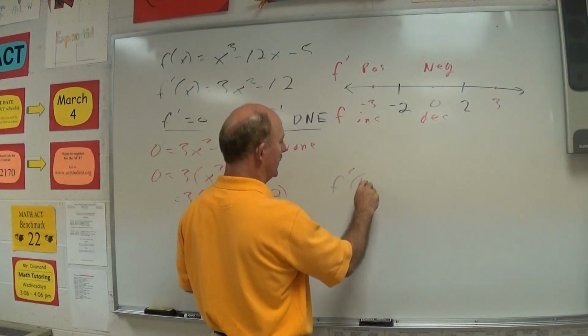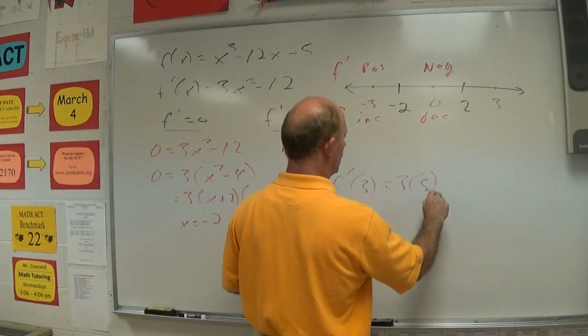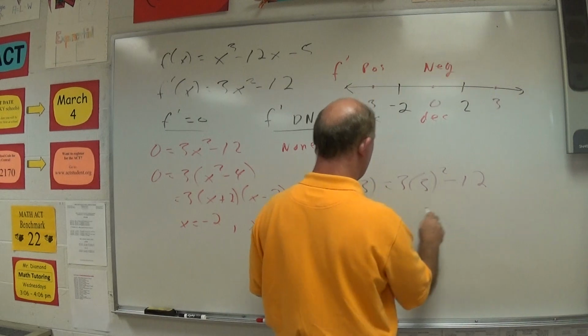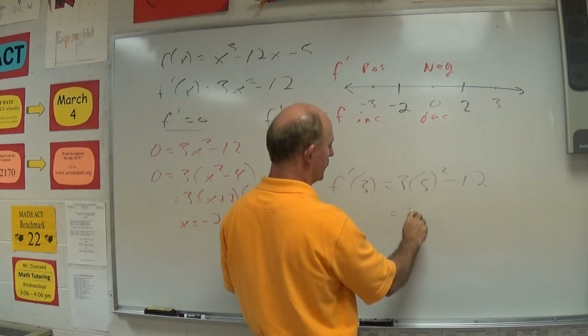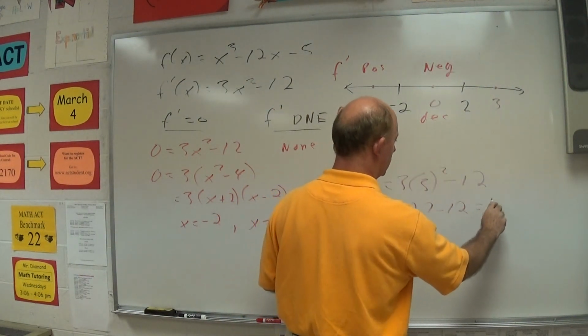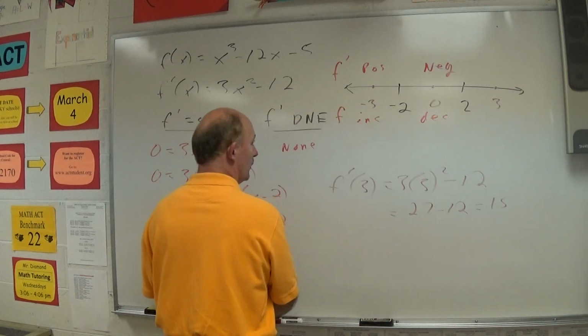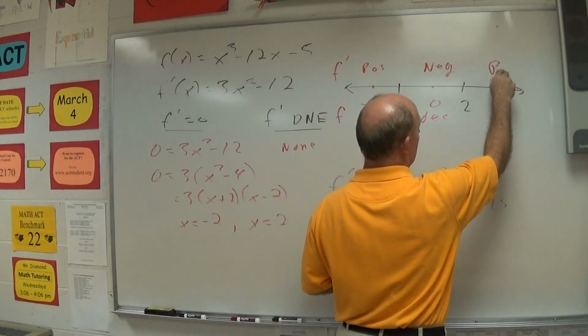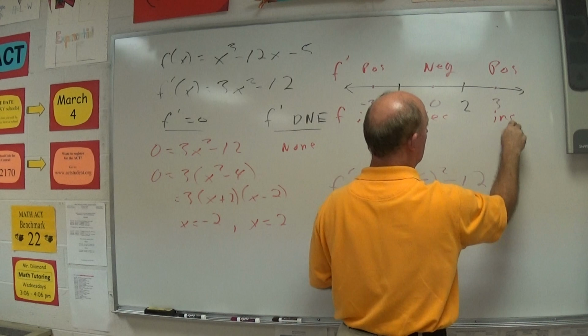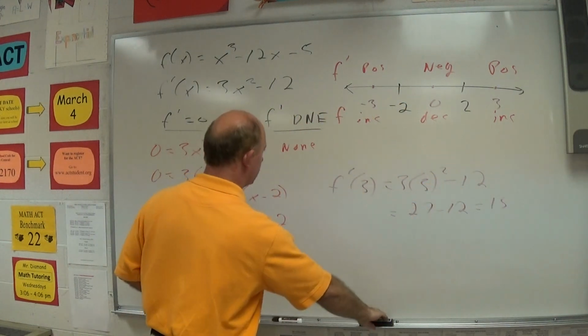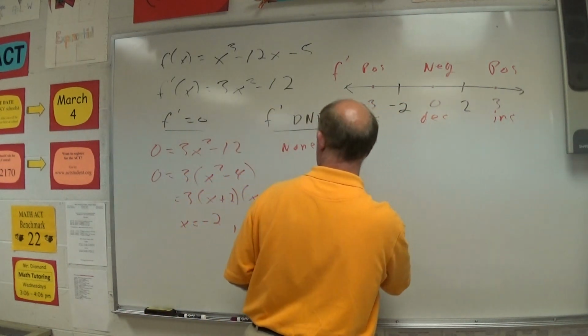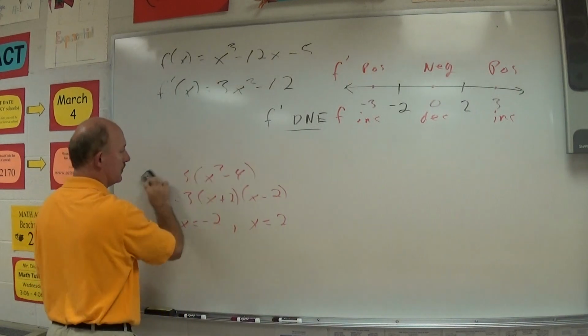So the derivative at 3 will give us 3 times 3 squared minus 12, which is 9 times 3, 27, minus 12, which is positive 15. So once again, the derivative is positive, just like we thought, and it's increasing from 2 to positive infinity. Okay, erase this right here.